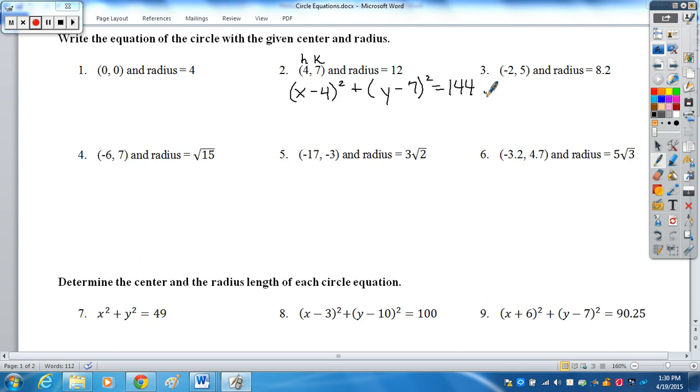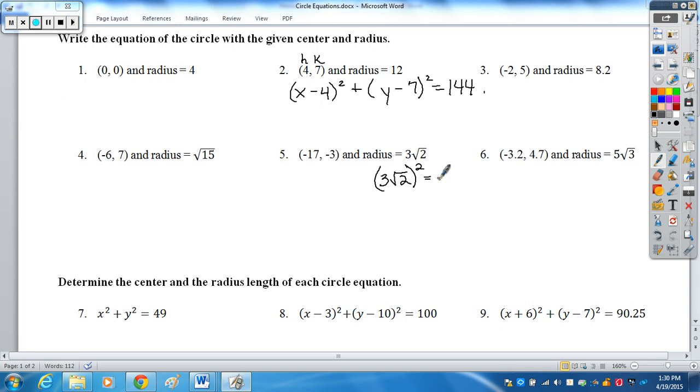Now, just something to think about. If you don't know what 8.2 squared is, you can always plug it into your calculator and get the answer. Hopefully you know what radical 15 squared is. I'll just give you a heads up: when you plug this into your calculator, like this one right here, if you plug the radius squared in like this, you would get it wrong. It'd probably give you an output of 6. The reason is it's not squaring everything, so make sure you put parentheses around the whole thing.